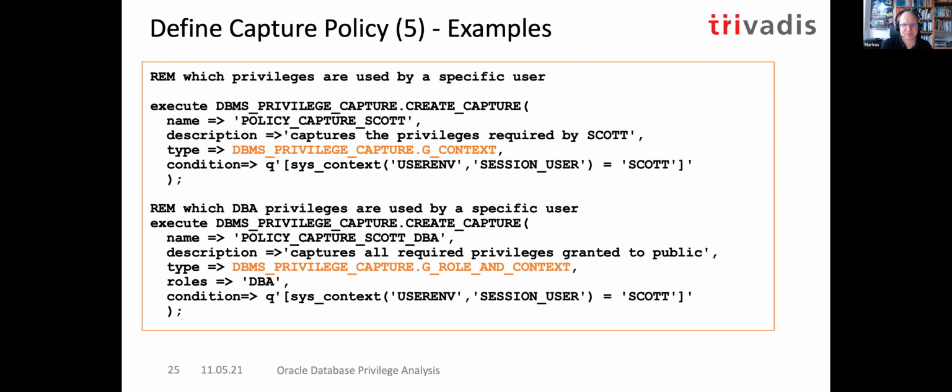And here are some things with context. We can only use this context. For example, the user Scott, so you can monitor user Scott. And the last example is role and condition. So we have the role DBA and the user Scott, and this helps you to find out which DBA privileges were used by the user Scott.